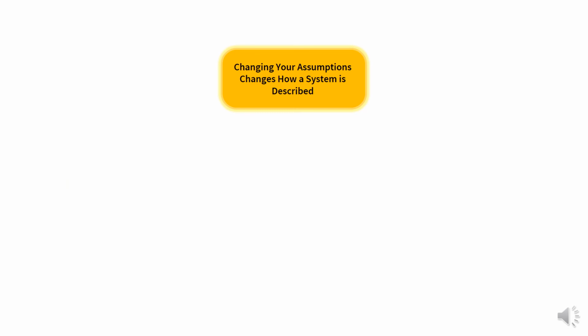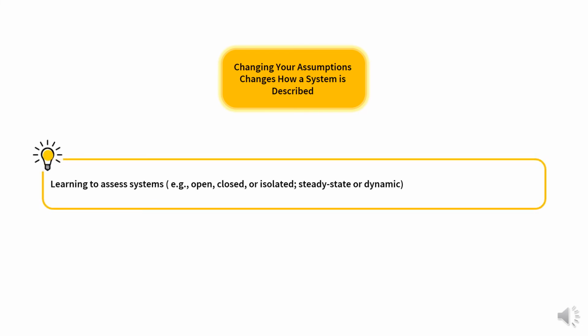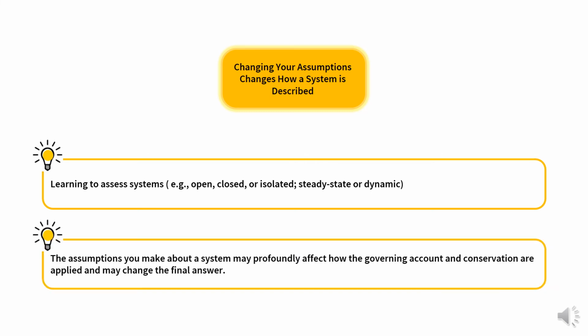Changing your assumptions changes how a system is described. When analyzing a complex system, it is essential to examine the three categorical distinctions discussed in the previous section. Learning to assess the system, such as open, closed, or isolated, steady state or dynamic, is crucial to accurate problem solving. The assumptions you make about a system may profoundly affect how the governing accounting and conservation equations are applied and may change the final answer.